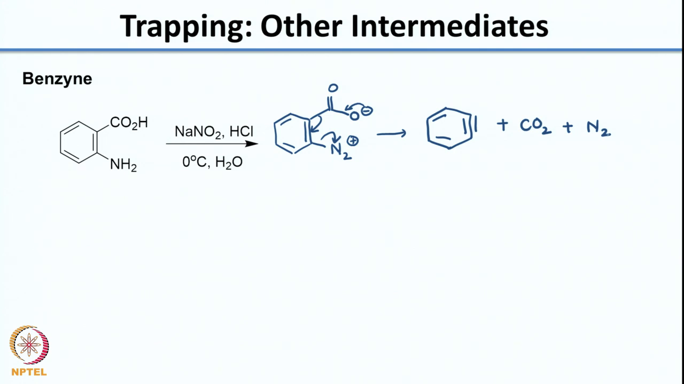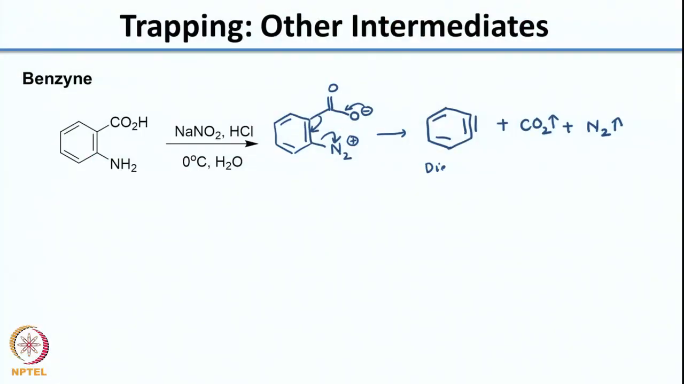Now this reaction is very facile because the other byproducts are gases, and these gases will go away. So the reaction is highly favorable to the right, where you generate the benzyne and you have these gases going away. Now once you generate the benzyne, it's a highly reactive intermediate, so you need a good reagent to trap the benzyne. And benzyne, we have studied, is an intermediate when you look at nucleophilic aromatic substitution reactions.